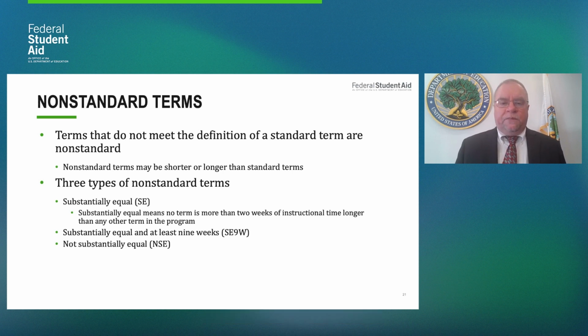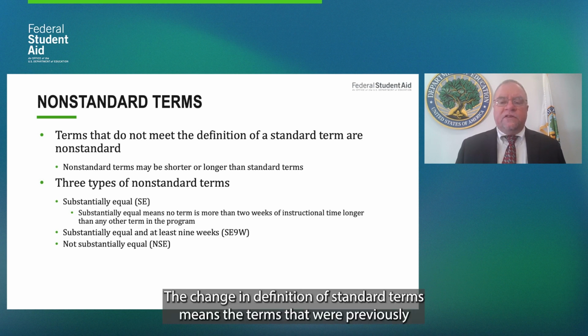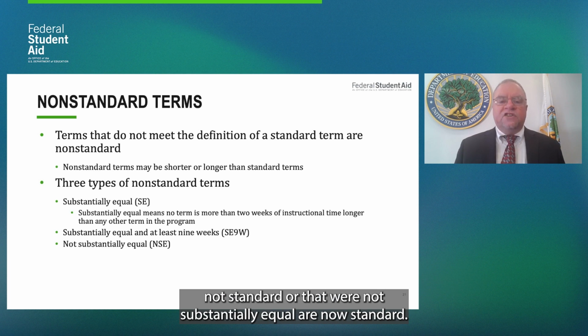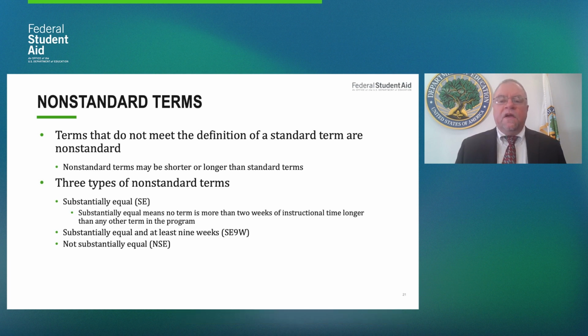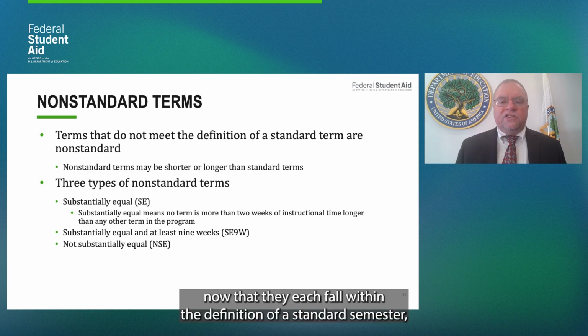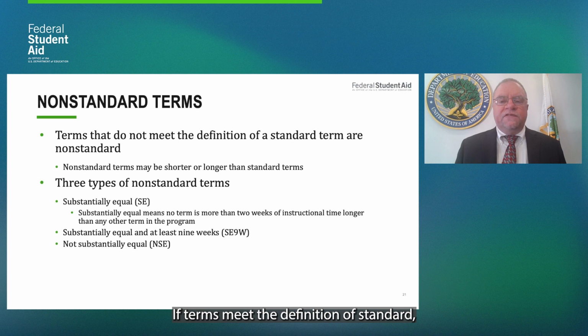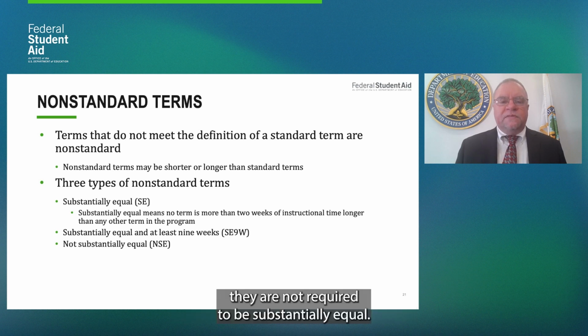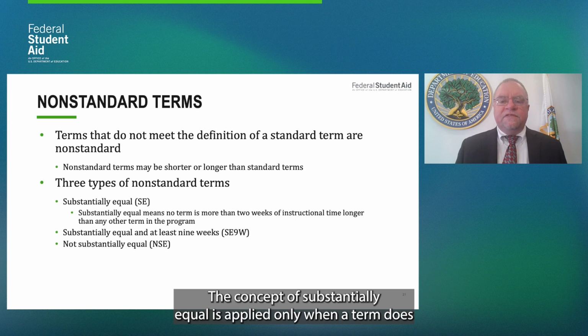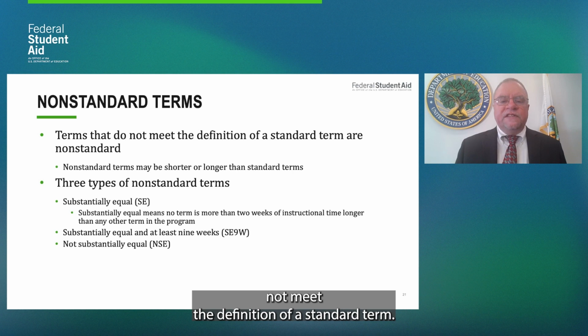we will discuss shortly. The change in definition of standard terms means that terms that were previously not standard or that were not substantially equal are now standard. For example, if you have a 14-week semester and an 18-week semester, now that they each fall within the definition of a standard semester, the fact that they are not substantially equal doesn't matter. If terms meet the definition of standard, they are not required to be substantially equal. The concept of substantially equal is applied only when a term does not meet the definition of a standard term.